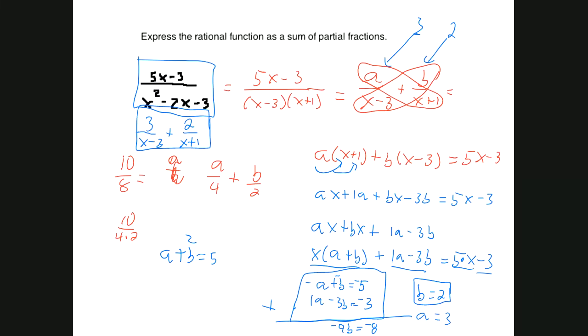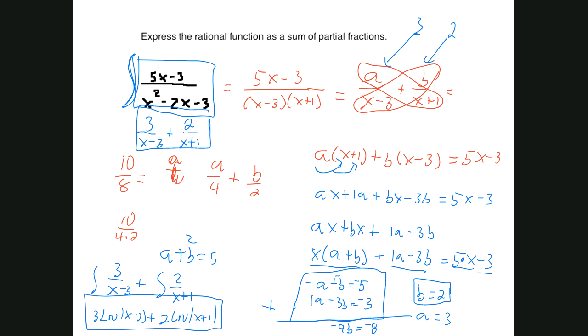Now, why do we do that? Because if they ask me to find the integral of this, well, that's the same thing as asking for the integral of this. And if you remember the integral of something like this, I would just bring the 3 to the outside. So this is just going to be 3 natural log of x minus 3 plus 2 natural log of x plus 1. Done. This is what we're looking for. We're looking for the integral of that whole thing. And this is the integral.